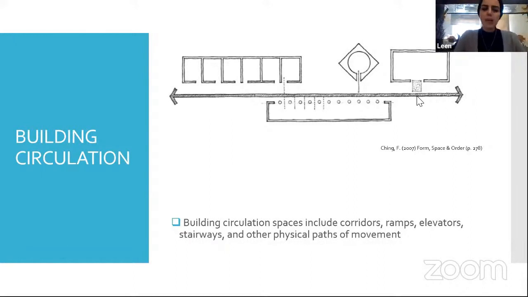What we mean by building circulation are the spaces that are used to circulate people around. So they include corridors, ramps, elevators, stairways, and other physical paths of movement. These spaces are key organizing elements of layouts. They connect interior spaces, they create the flows, they link the activities, they establish the building's exterior connection, they reflect the overall organization of the building, they make up a great amount of the building's area, and they are places designed for movement of people through, around, and between spaces of the built environment.